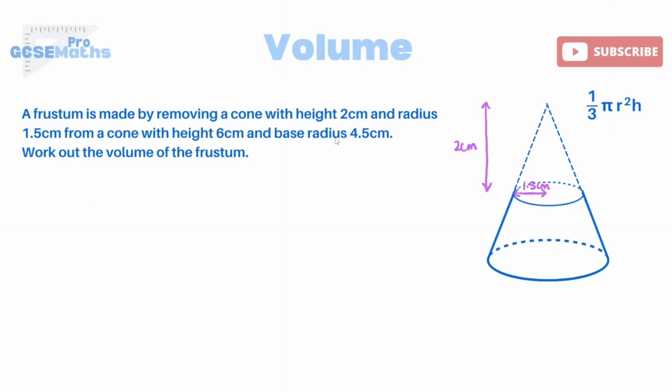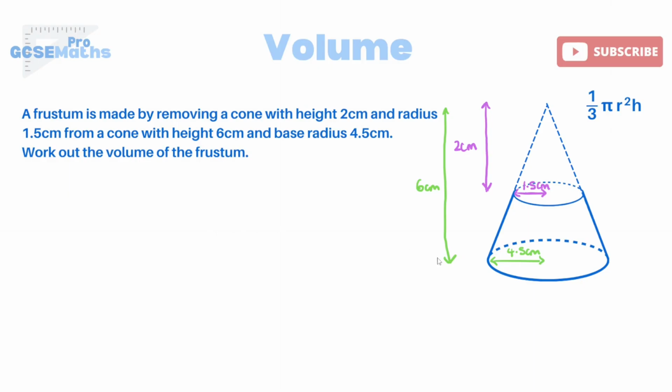And then that is being taken away from a cone, so the bigger cone, with height 6 centimetres. So that would be the whole thing, wouldn't it? The whole thing would be 6. And base radius 4.5. So now we've labelled it. Hopefully you can visualise that a little bit better.